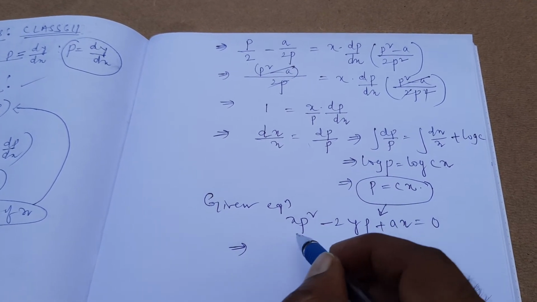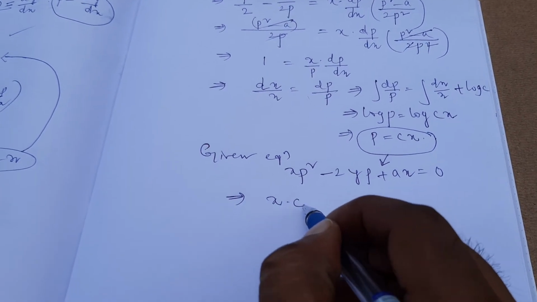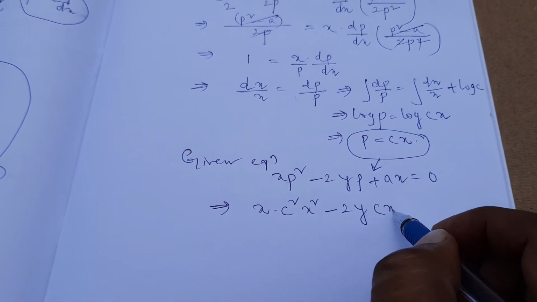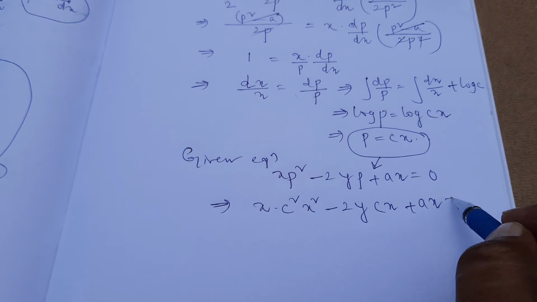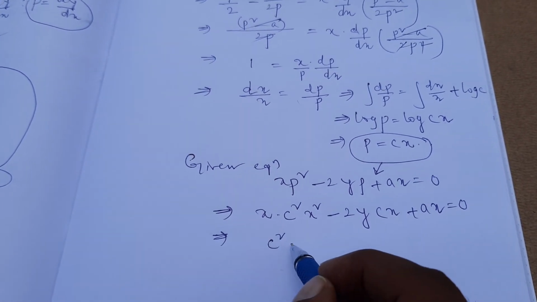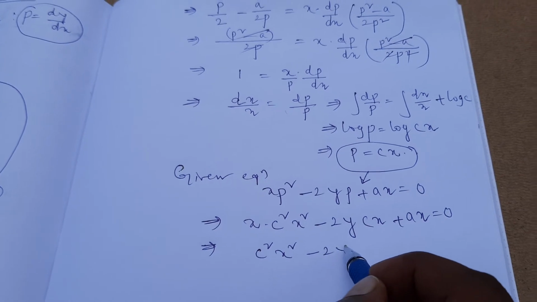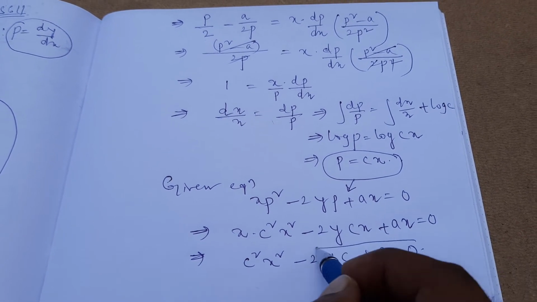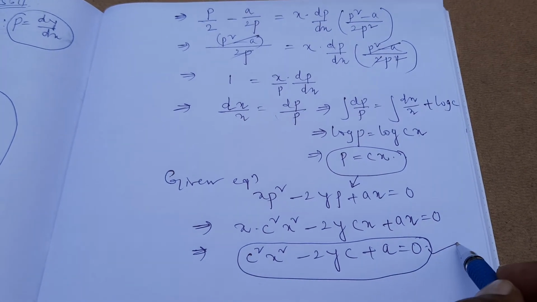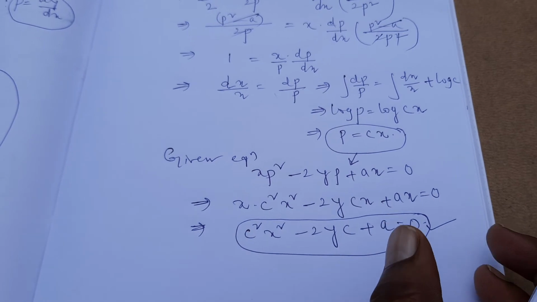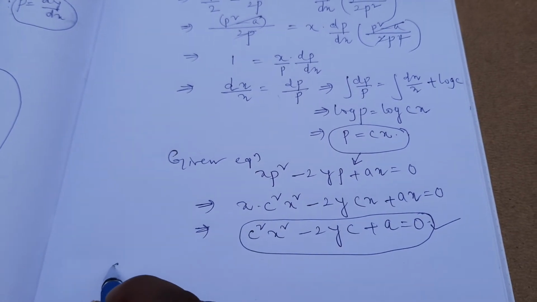Replacing p with cx, we get x into c square x square minus 2y into cx plus ax equal to 0. Taking x common, we get c square x square minus 2yc plus a equal to 0. This is the solution set for the given differential equation. This is the model solvable for y.